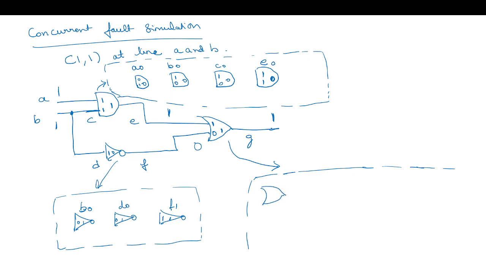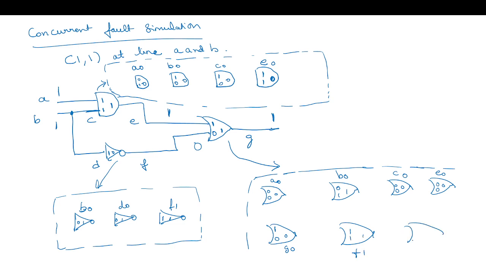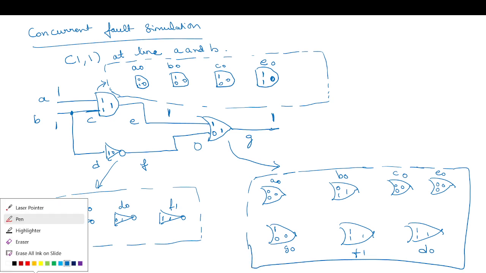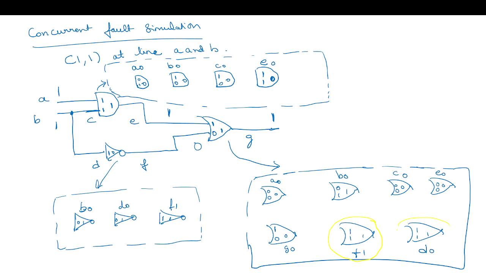We can say that A is stuck at 0, then what will be the output? Similarly, B is stuck at 0, then what will be the output? C is stuck at 0, what will be the output? E is stuck at 0, G is stuck at 0, F stuck at 1, and D stuck at 0. So we can see that this is not detecting the fault, this fault is also not detected, this is also not detected. And we are able to detect the fault with this test pattern.